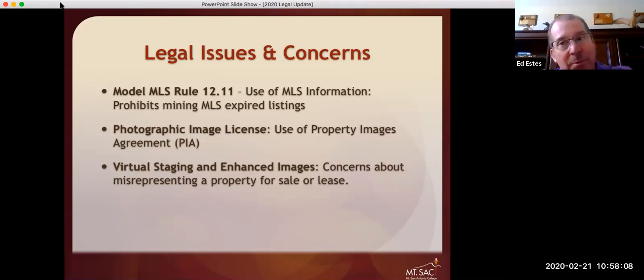And that is misrepresenting the property. So again, be careful with virtual staging and enhanced images. If a property doesn't have furniture and you use virtual staging and put furniture in there, you need to put a disclosure in there that the property is vacant. This is virtual staging. This furniture doesn't exist.